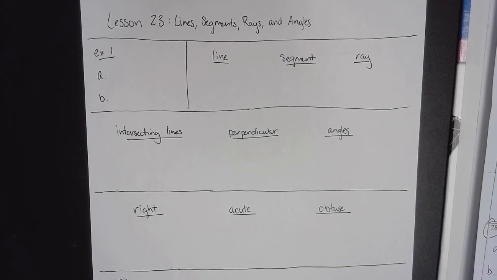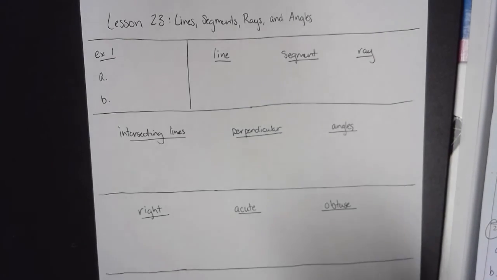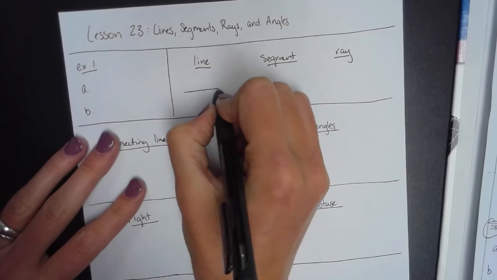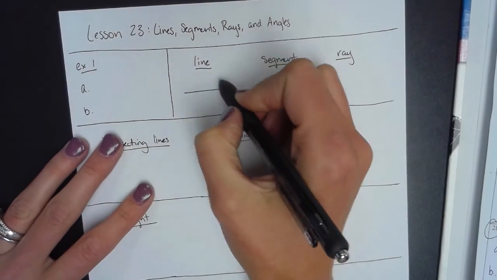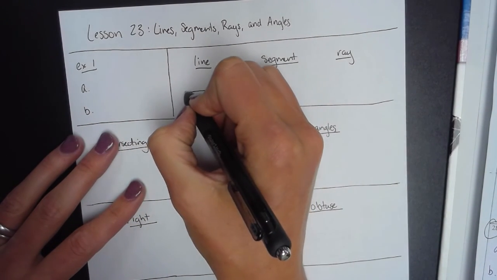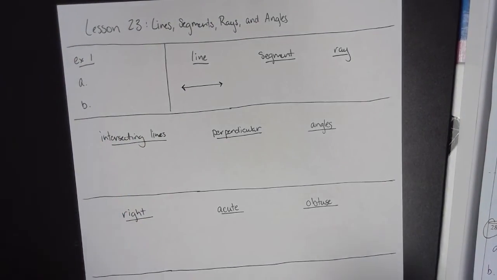Now, in your book, example 1 says, write line, segment, or ray to describe each of these physical models. Before we do it, we need to learn what those all are. Now, for a line, what I want you to draw is a straight line. When we talk about lines, we're going to talk about straight things. We're not going to have a whole bunch of curves. Now, a line goes on forever. So write 2 arrows right there. So a line doesn't have a stop or a beginning.